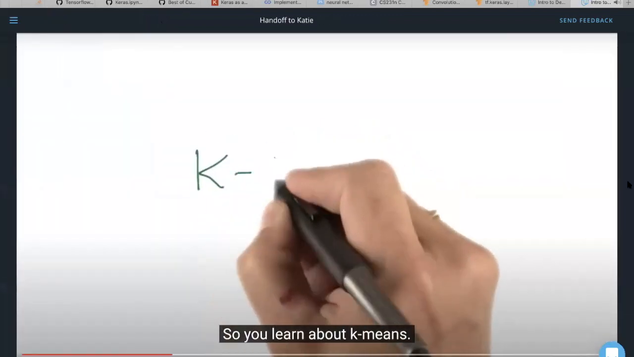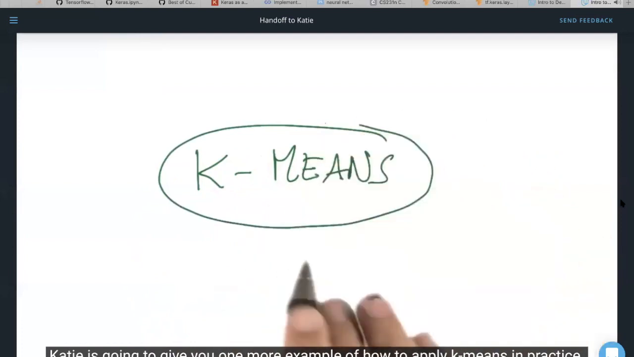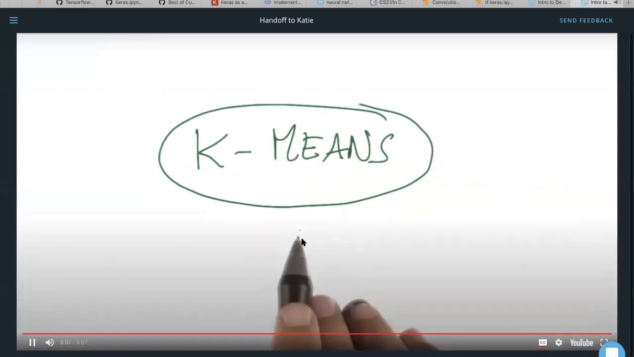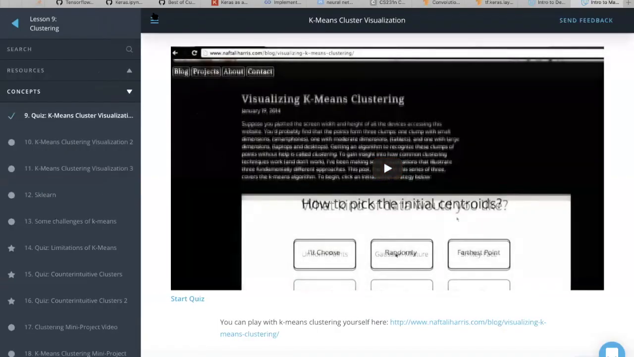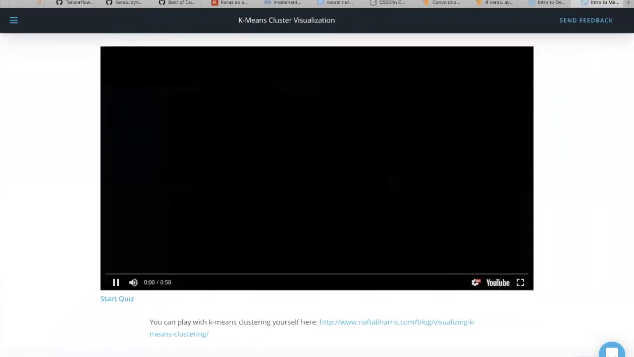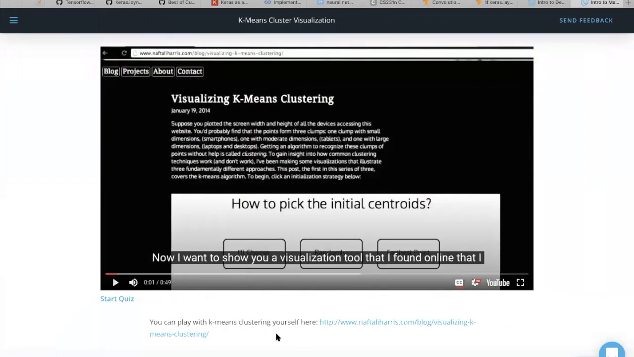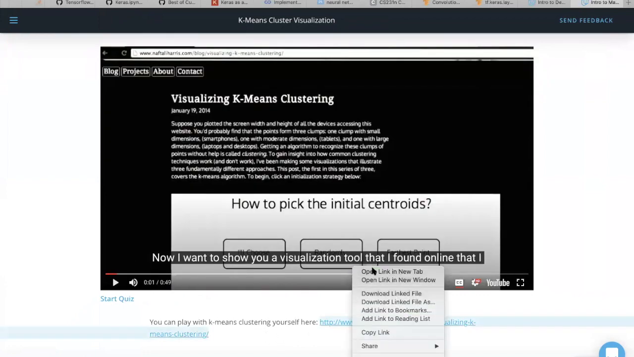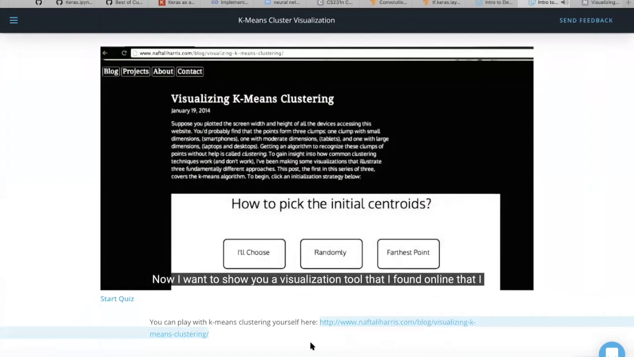You learned about k-means? Katie is going to give you one more example of how to apply k-means in practice. Now I want to show you a visualization tool that I found online that I think does a really great job of helping you see what k-means clustering does. And that should give you a good intuition for how it works. So I'd like to give a special shout out to Naftali Harris, who wrote this visualization and very kindly agreed to let us use it. I'll put a link to this website in the instructor notes.